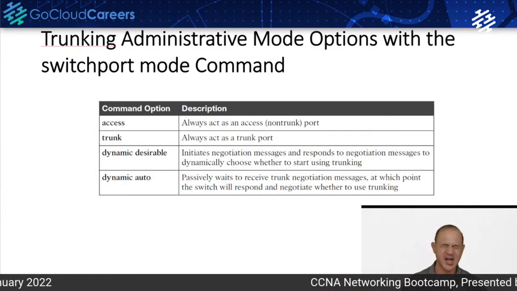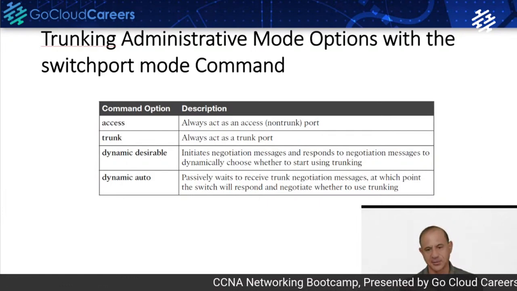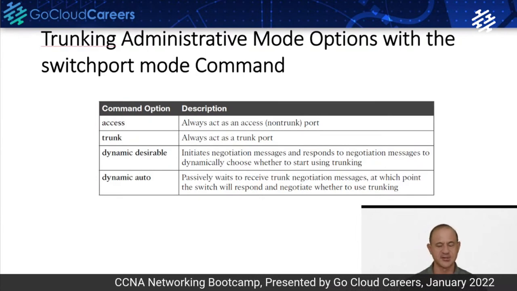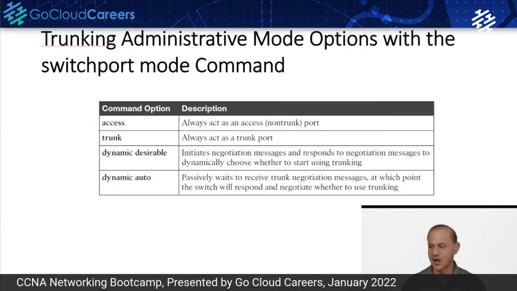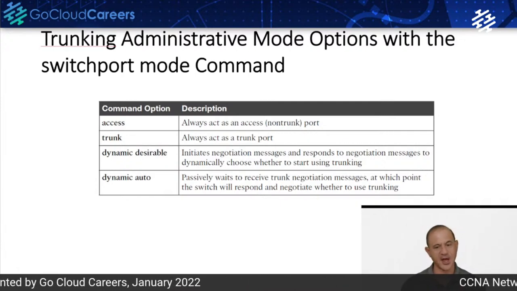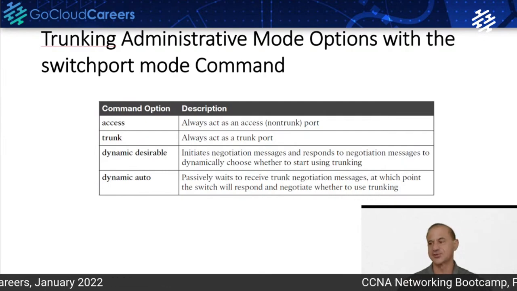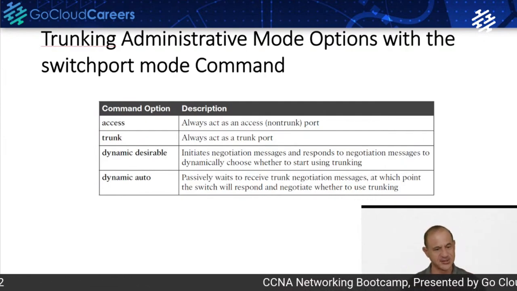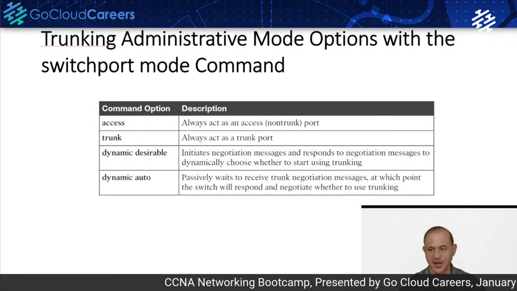So remember the concept of dynamic desirable. What this does is it initiates negotiation messages to determine which VLANs are going to be a trunk. We can also go dynamic auto, which is basically where it's just going to sit there and wait for the other side to do this. Keep that in the back of your mind when we start talking about trunking. We've got an environment, as I showed you, where you've got two switches. We're going to be talking about the things in between these switches.